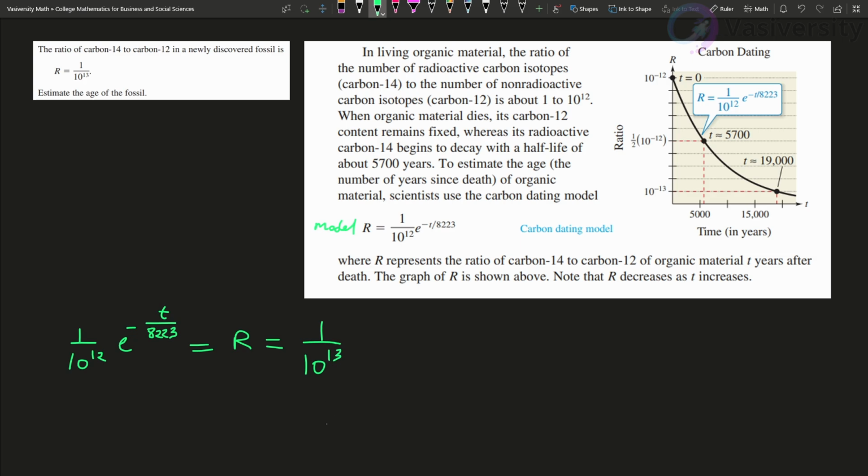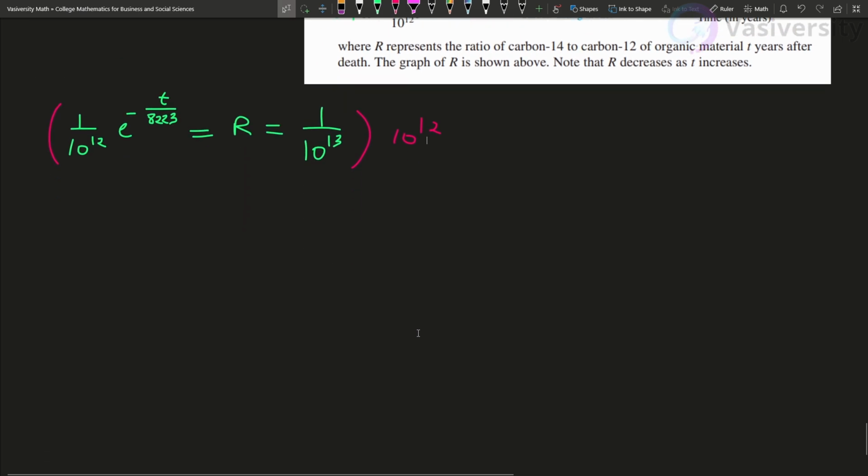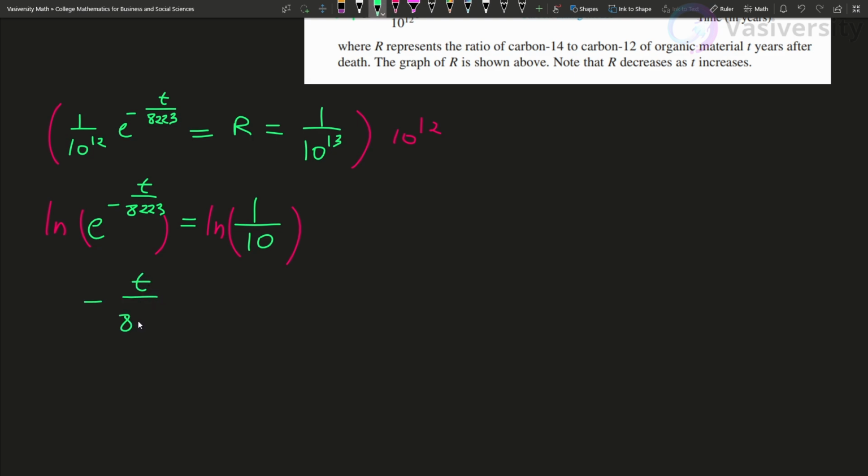Okay, perfect. So now let's go ahead and simplify. The first thing we're going to do is multiply both sides by 10 to the 12. So we will have e to the negative t over 8,223 equal to 1 over 10. Now let's take the natural logarithm of both sides, and we will have negative t over 8,223 is equal to the natural logarithm of 1 over 10.